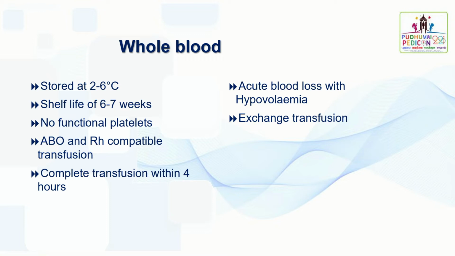There are few indications for whole blood nowadays. One is acute blood loss with hypovolemic shock, when the blood loss is more than 20% of the blood volume. The blood volume is 60 to 80 ml per kg in a child. If there is more than 20% blood loss, approximately 15 ml per kg, you can go for whole blood transfusion. Apart from that, we use whole blood for exchange transfusion.